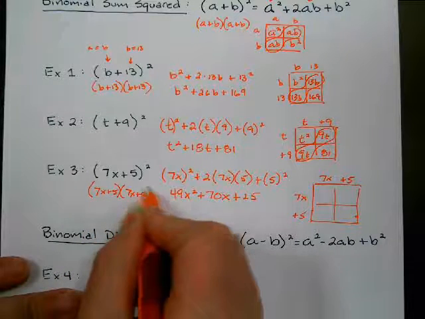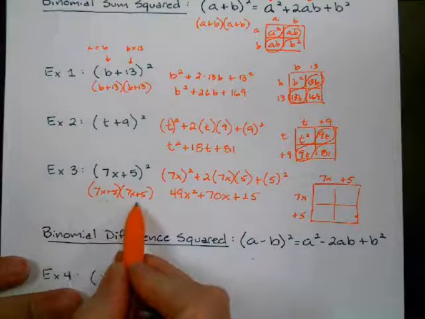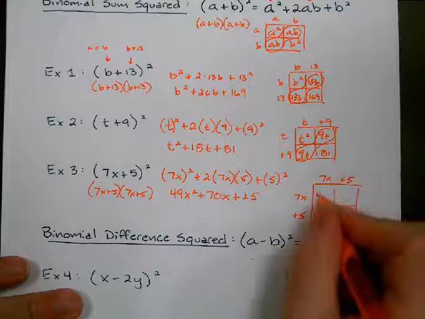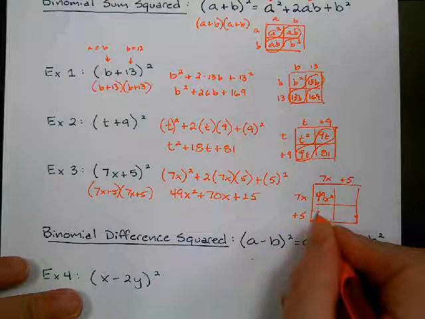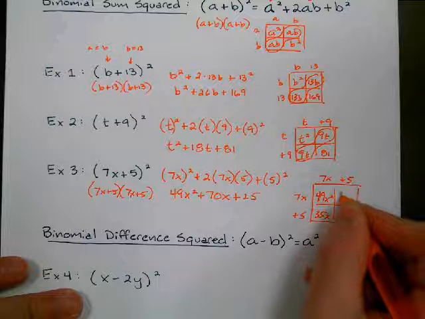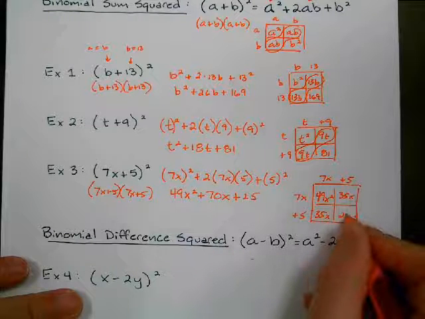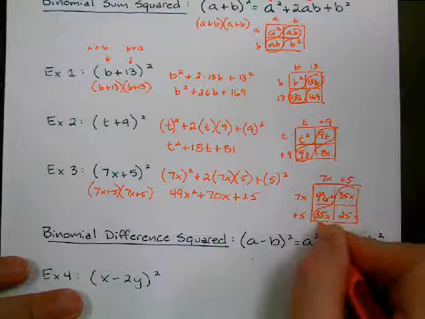So we know that this is just 7x plus 5 times 7x plus 5. So we get 49x squared here, 35x here, 35x here, and 25 here. And this is where I'm getting that 70x from that's in the middle there.